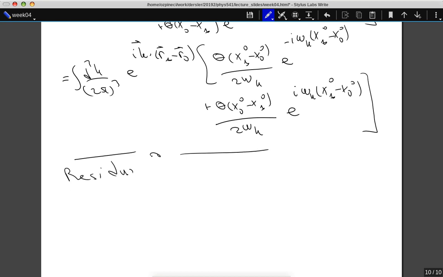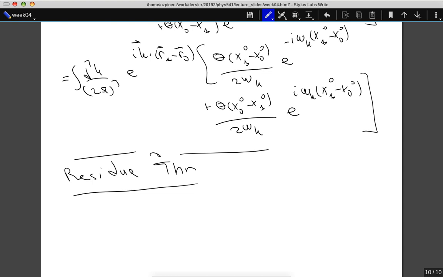And use the residue theorem. So what does the residue theorem tell us? It says that on the complex plane, if you are integrating over a closed contour, then the result of the integral is just the sum of the residues multiplied by 2 pi i. That's the expression of the residue theorem.